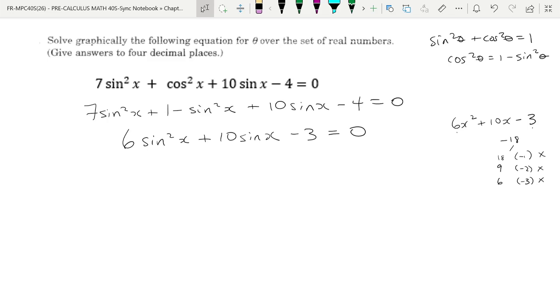All right, so how does the quadratic formula work again? Well, it's on your formula sheet. Remember that the quadratic formula is x equals minus b plus or minus the square root of b squared minus 4ac all over 2a.